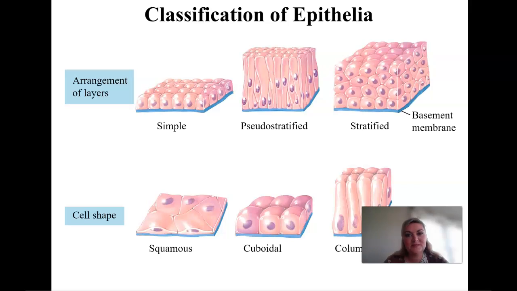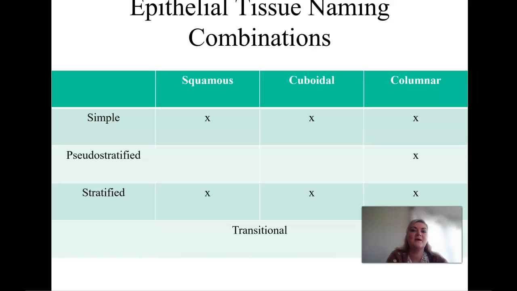So when you're naming these cells, you're going to have to give me two things. I need to know how many, and I need to know what type of cell. So the arrangement of layers, for example, you have simple, you have pseudostratified, and stratified. With the cell shape, we're going to have squamous, cuboidal, and columnar. And we're going to talk about each of these. Now, when looking at these and naming them, you can see which ones can go together with this chart. So you'll need to make sure that you know which ones go together.